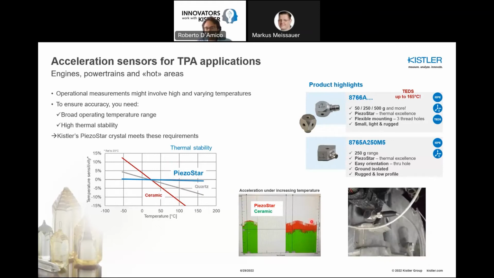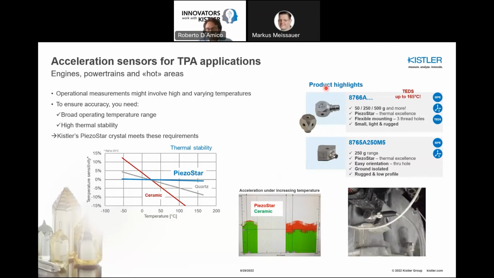Here you can see what happens in terms of performance. If you have a vibrating surface measured with piezo star and ceramic at the same time, and you warm it up, you see that afterwards there is a difference between the piezo star and the ceramic sensor, and this is due to the temperature change. So whenever you have to deal with engines or hot areas and you want to measure, piezo star is really the choice.